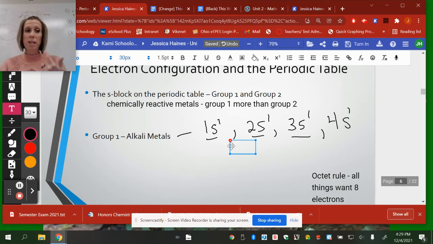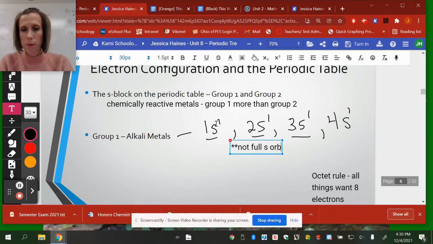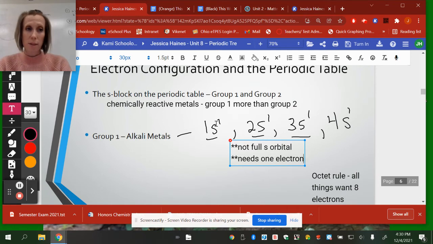So it's either going to try and get rid of the electrons, or it's going to try and take a whole bunch of electrons. Well, obviously in this particular case, it would be a lot easier to give away 1 electron than it would be to gain 7 electrons. So let's put that: not a full s orbital, but it wants a full s orbital, needs 1 electron to fill that orbital, technically, and then it would have a full s orbital.